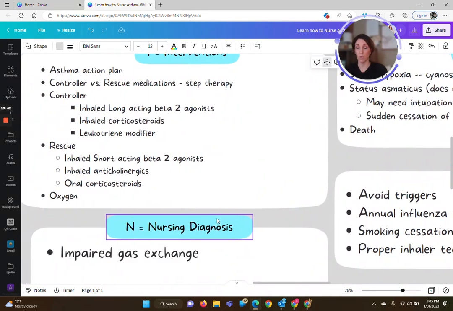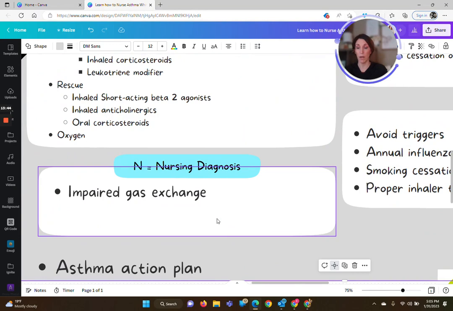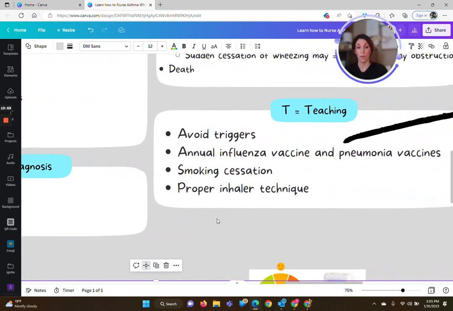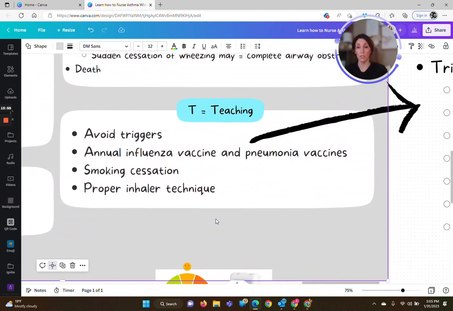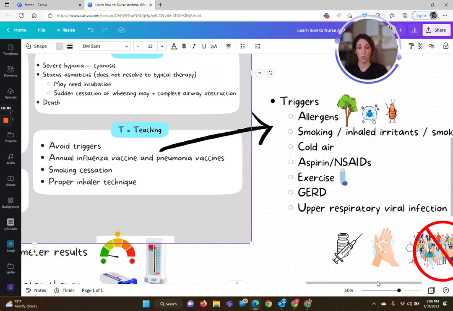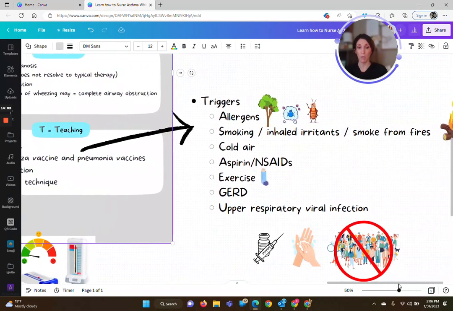And now we're going to go over here to nursing diagnosis. The big one here is impaired gas exchange. We're having trouble getting that gas exchange. Okay, teaching. What are we going to teach these patients? We are going to teach them to avoid their triggers. Each patient might have different triggers, but they might have some things in common as well.